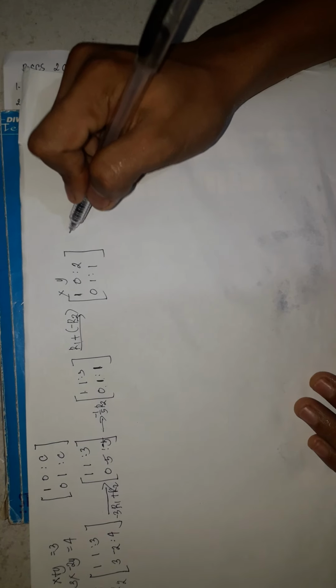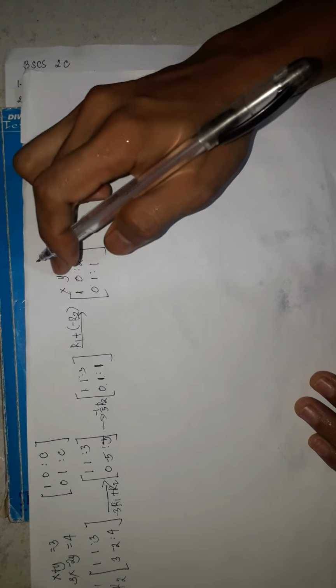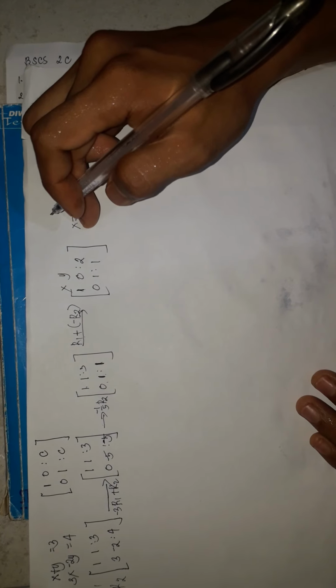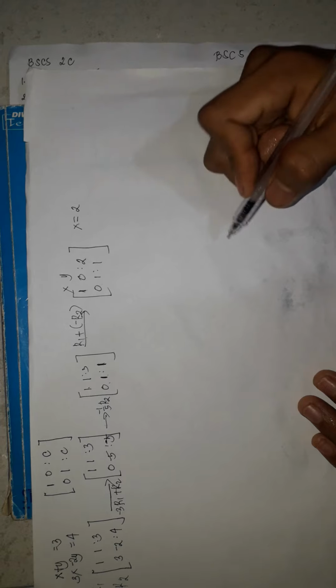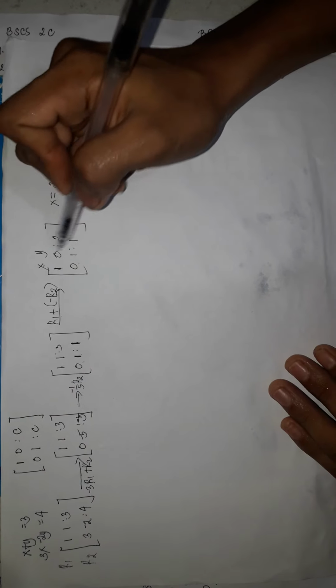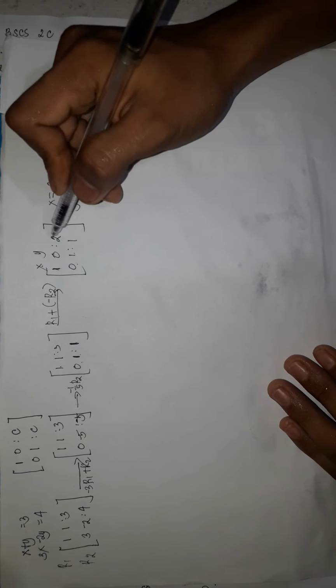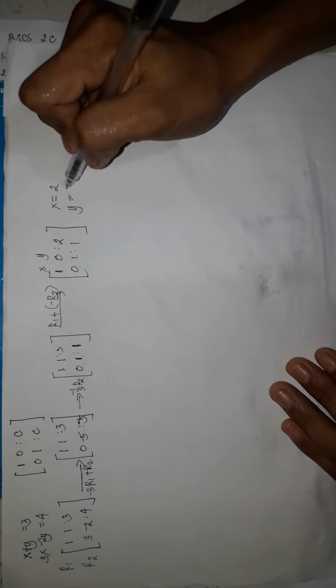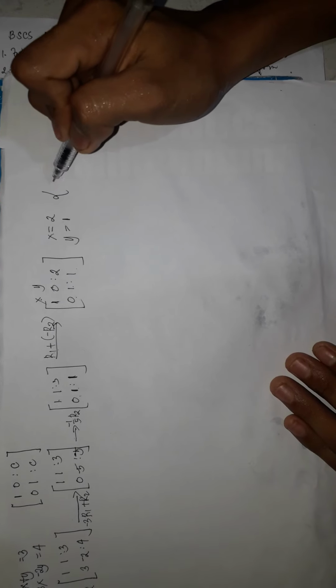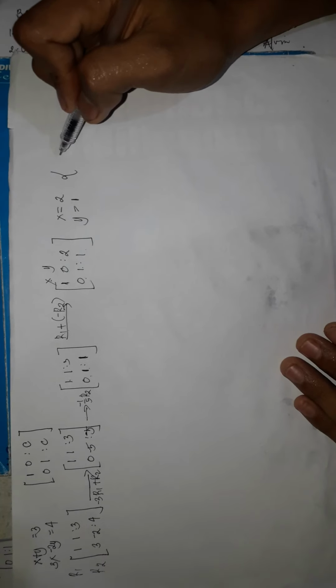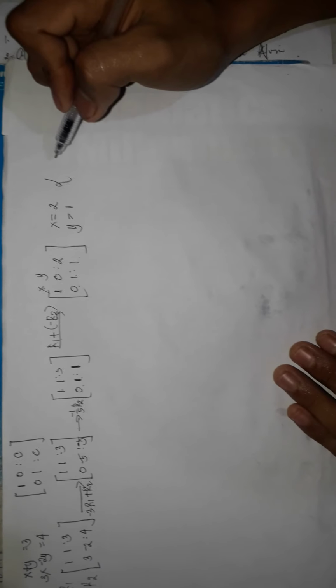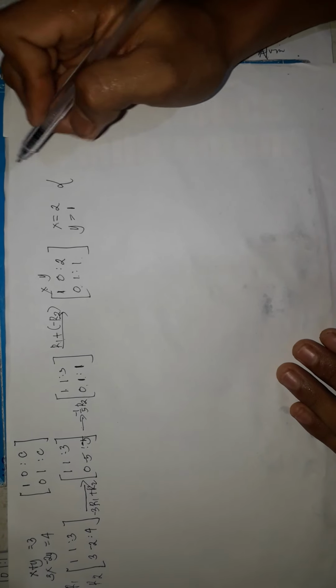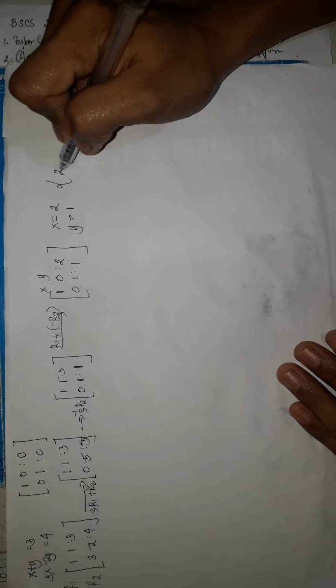Therefore, this is your x column and this is your y column. The value x times 1 is equal to x, and y times 0 is equal to 0. So only x is left, and the value of x is equal to 2. Then for the second row, x times 0 is 0, then y times 1 is y. The value of y is then equal to 1. We say then that the solution of the given system of equations, x plus y is equal to 3 and 3x minus 2y is equal to 4, is 2 and 1.